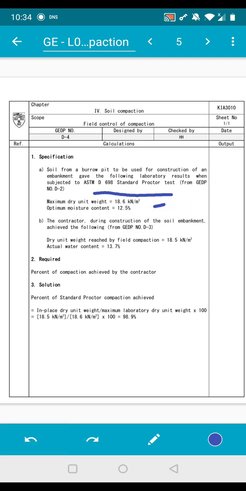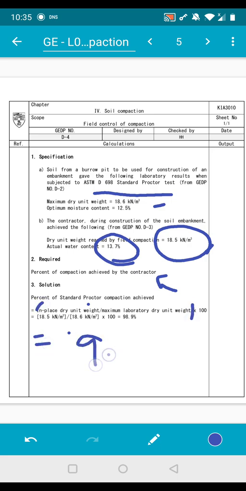The contractor during construction of the soil embankment achieved the following. Dry unit weight reached by field compaction about 18.5 kilonewton per meter cube. And actual water content is 13.7%. And what is required? Percent of compaction achieved by the contractor. Solution. So the percent of standard Proctor compaction achieved is in-place dry unit weight over the maximum laboratory dry unit weight multiplied by 100. So you get roughly about 98.9% of compaction achievement from the contractor.